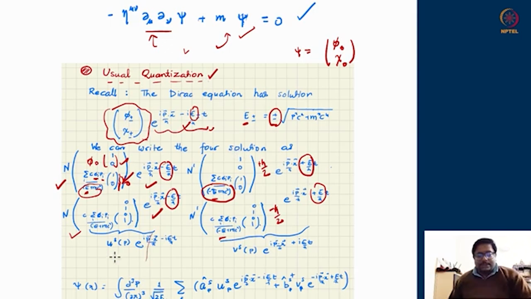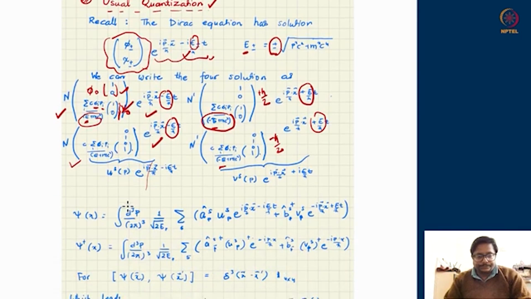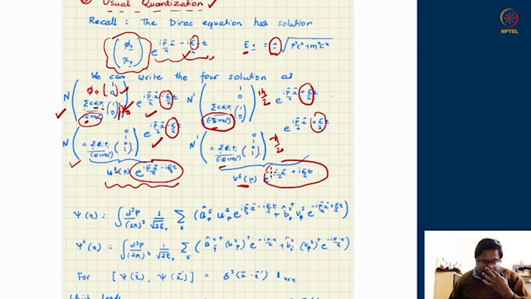Okay, so therefore, I'm going to collect all the positive frequency solutions under the symbol U. S will tell me what spin value I'm talking about. A spin can take two values, plus half or minus half. Similarly, there are two negative frequency solutions, V with s plus half and V with s minus half. Their space-time dependence parts are plane waves, one with plus iota Et and one with minus iota Et. So these are the four sets of solutions. Two in the positive energy sector, spin half and spin minus half, and two in the negative frequency sector, spin half and minus half.